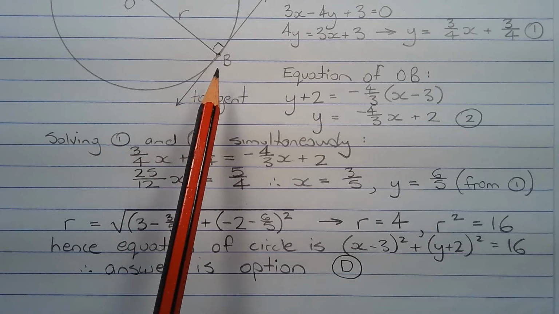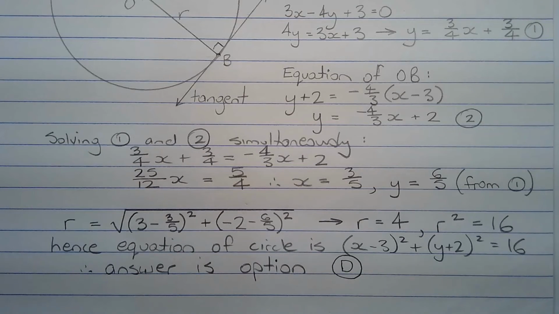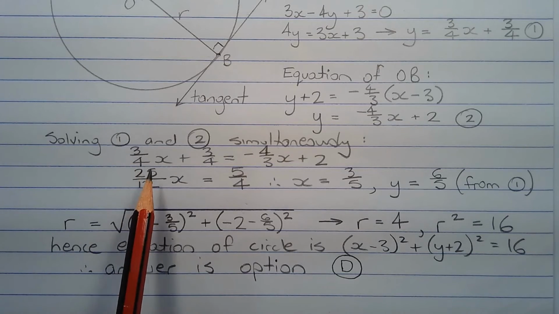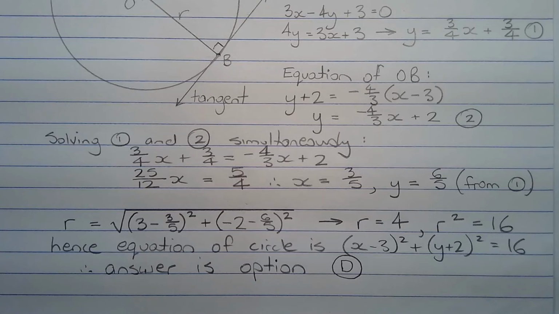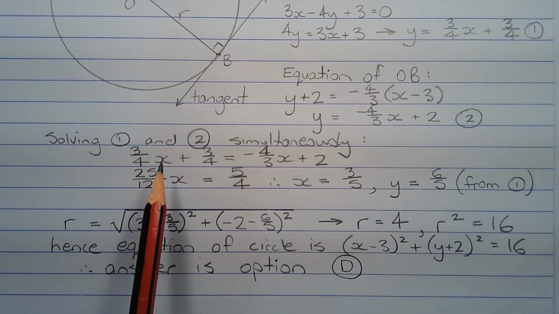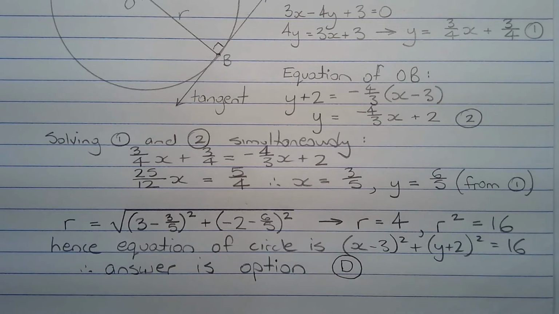To find the coordinates of point B, we need to solve equations 1 and 2 simultaneously. So eliminating the y variable, we have 3 over 4 x plus 3 over 4 is equal to negative 4 over 3 x plus 2. Rearranging this equation to make x the subject, we move the x variables over to one side. So we have 25 over 12 times x is equal to 5 over 4. And solving for x, we get x is equal to 3 over 5.